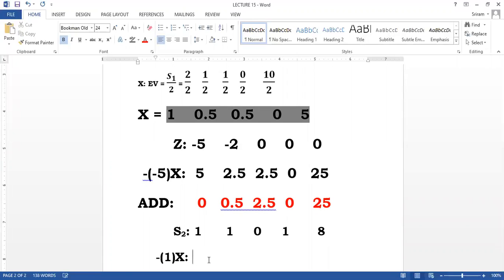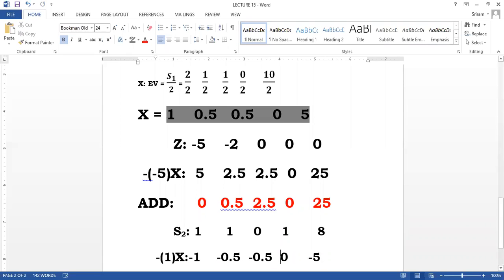I am going to multiply by minus 1. So this will become minus 1, minus 0.5, minus 0.5, 0, and minus 5. Correct, dear? Understand the idea now, everybody? I take the number, I take the opposite sign and I multiply with the x value.